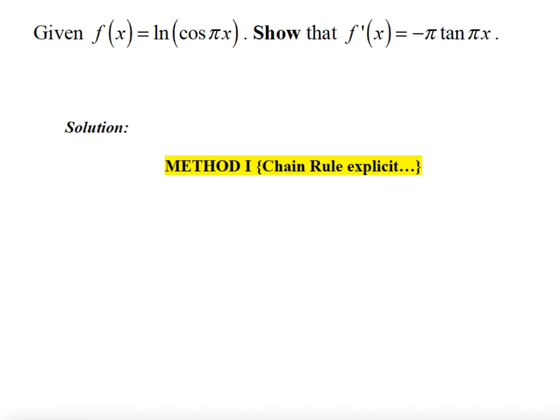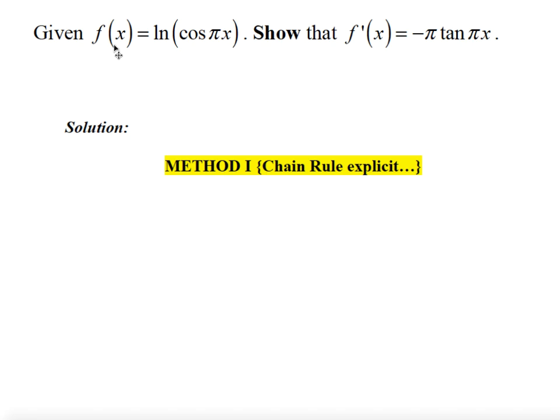Okay. This one can be done in several ways. There's a longer way to pull this function apart and look at the chain rule a bit more explicitly, versus a shorter way to just do it all in one step.